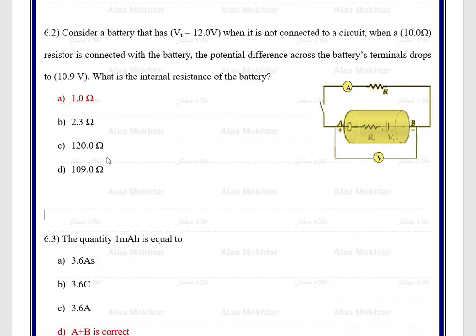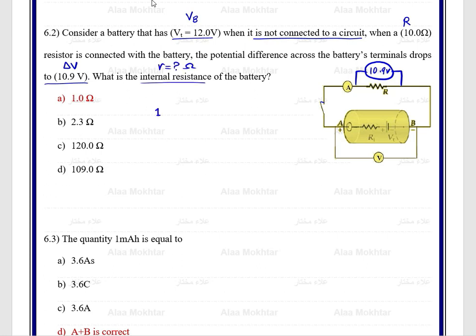Consider a battery that has VT, terminal voltage, of 12 volts when it's not connected to the circuit. This is V battery before we connect it to the circuit. When a 10 ohm external resistor, R capital, is connected with the battery, the potential difference across the battery terminal drops. This is delta V after we connect the battery to the circuit, so that the voltage across the battery and the resistor is 10.9 volts. What is the internal resistance R small equal to?